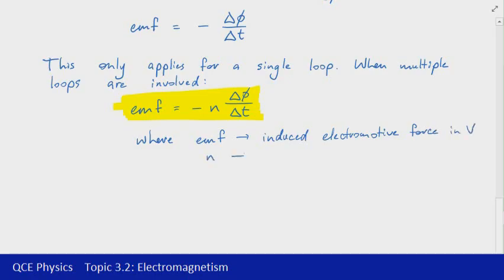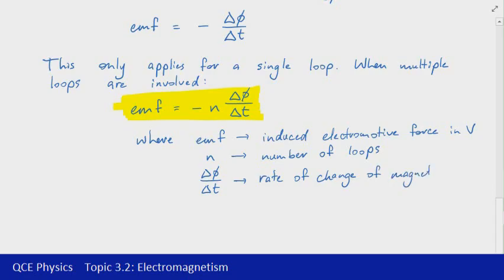N is the number of loops, and delta phi on delta t is the rate of change of magnetic flux. Now we need to look at that idea in a little bit more detail, given that the rate of change of magnetic flux can be caused in a number of different ways.